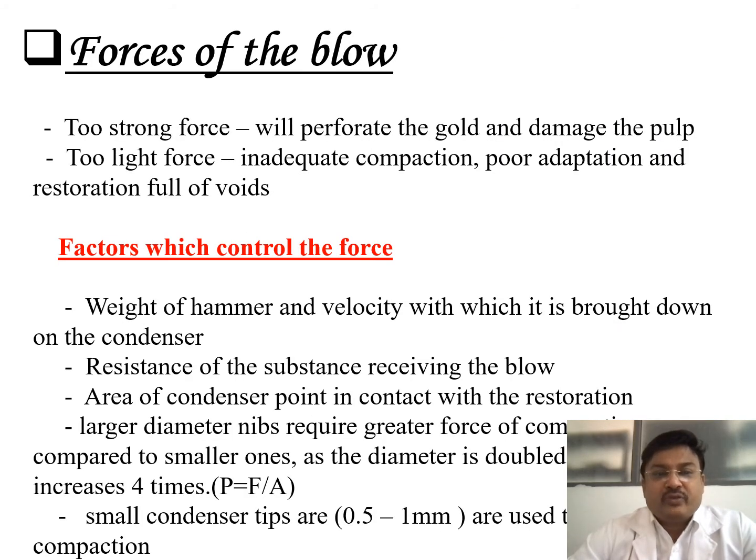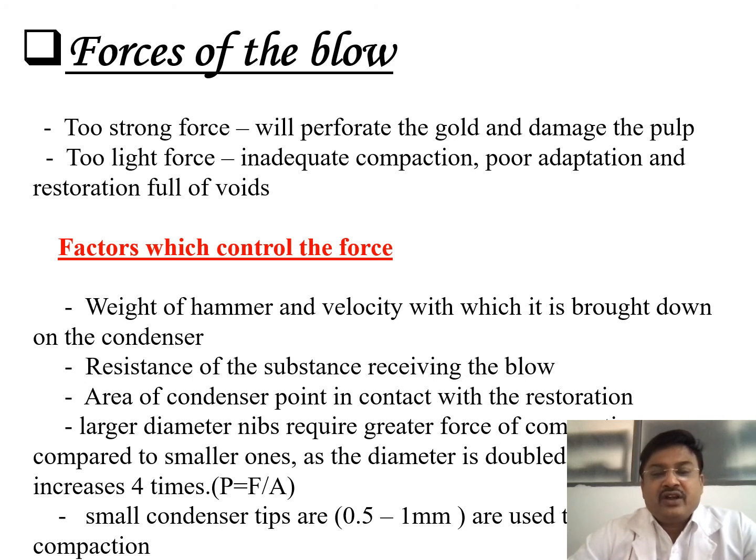What is the force of the blow? Too strong a force will perforate the gold and damage the pulp. Too light a force causes inadequate compaction or poor adaptation, leaving the restoration full of voids. The factors which control the force are the weight of the hammer and velocity with which it is brought down on the condenser, resistance of the substance receiving the blow, and area of condenser point in contact with the restoration.